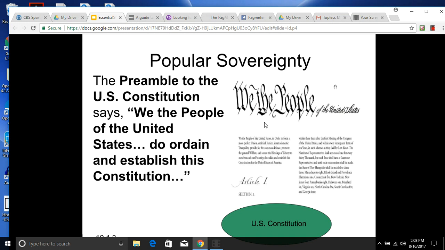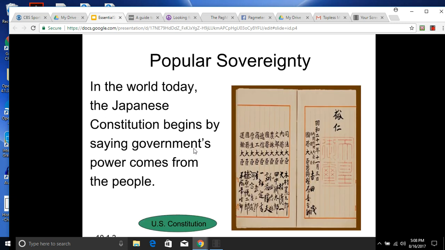The first three words of our Constitution, "We the people," are an example or a demonstration, I guess you could say, that our Constitution is based on the idea that power does come from the people.